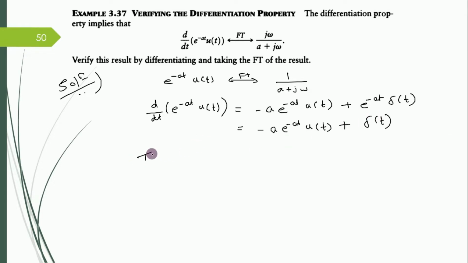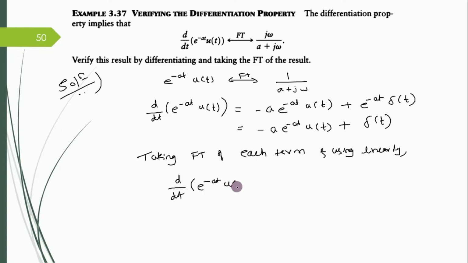Okay. So taking FT of each term, and using linearity property, we get d by dt of e raised to minus at u of t's.